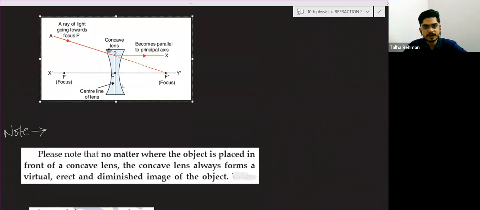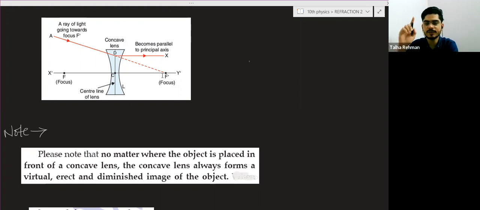See this diagram now. Suppose a ray of light is coming like this. It appears that this light ray is going towards the focus. But what will happen? The light ray will come like this, and here the refraction will take place. Whenever a light ray appears to be coming towards the focus of the concave lens, it will become parallel to the principal axis after the refraction.